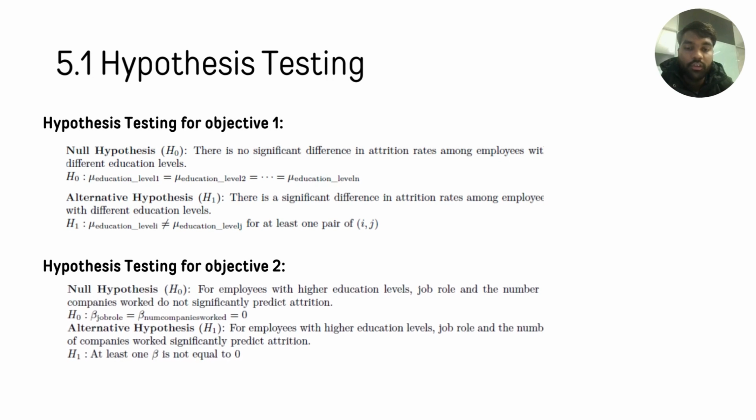The null hypothesis for our objective 1 is there is no significant difference in attrition rate among employees with different education levels. And the null hypothesis for our objective 2 is for employees with higher education levels, job role and the number of companies worked do not significantly predict attrition, and the alternative hypothesis is the opposite of that.